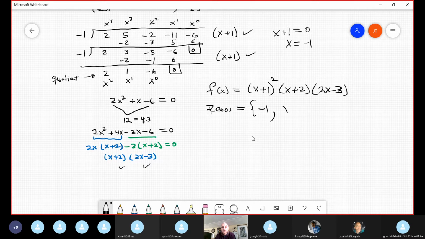Comma, x equal, sorry, not necessarily x. I listing minus 2, because x plus 2 and 2x minus 3 equal to 0. Es obvio que es 3 over 2, ¿no? 3 over 2.